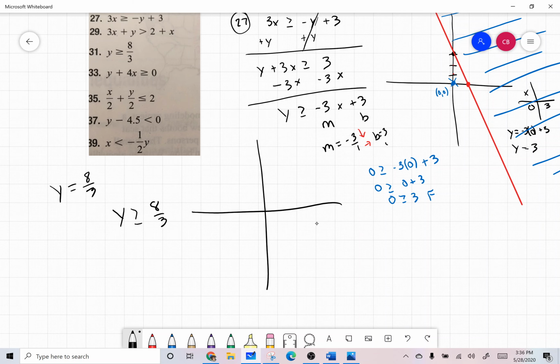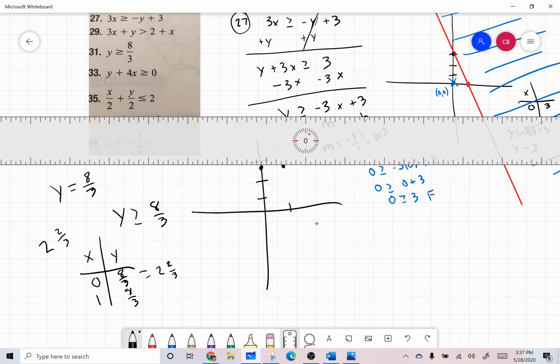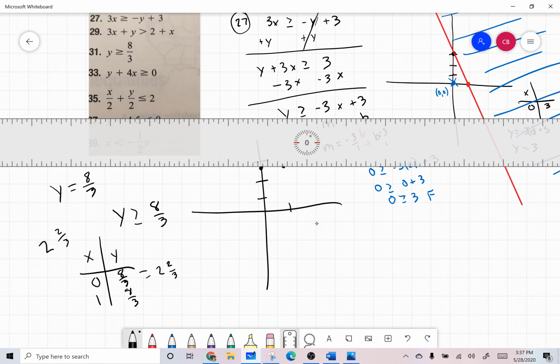If you have your graph, remember this is 2 and 1/3, 2 and 2/3. So this is going to be 0, 2 and 2/3. There's a point. Why? Because if I put 8/3 here, which is 2 and 2/3, then as long as y is 8/3, I'm good. X doesn't matter. It can be 0, it can be 1. As long as it's 8/3, we're good. So that would be a point like right here. Is this a vertical or horizontal line? This is a horizontal line. You can see it through the fact that these points are next to each other.